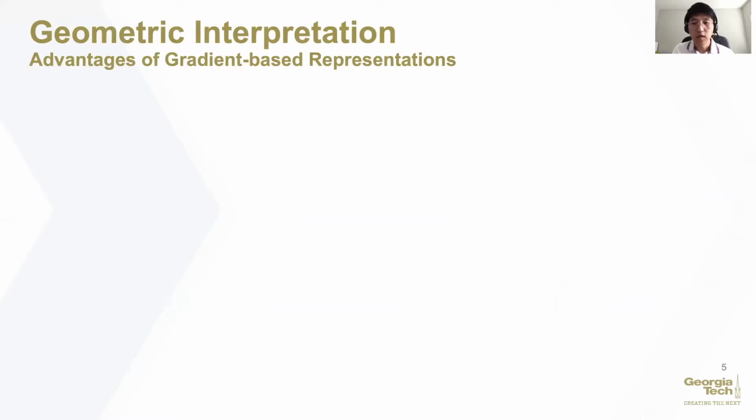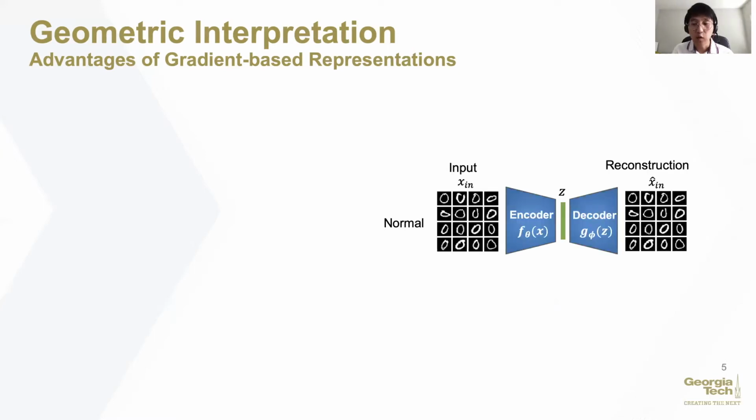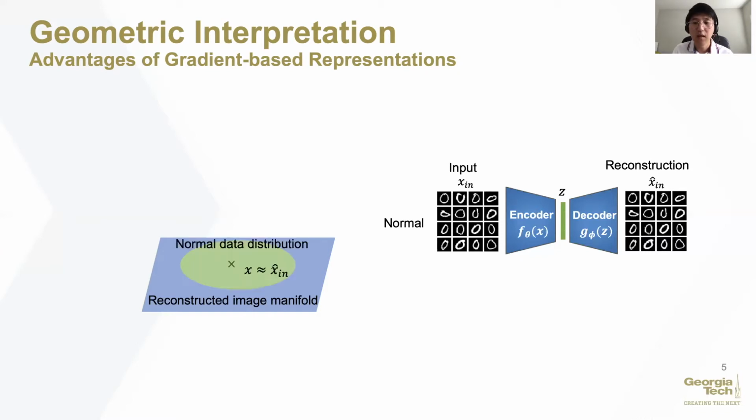To further elaborate what gradient-based representations characterize and why they can be more effective than activation-based representations, we provide a geometric interpretation of gradient-based representations. Assume that we have an autoencoder trained to accurately reconstruct normal images. The reconstructed images form a manifold, and for simplicity of explanation, we assume that the manifold is a 2D plane. Ideally, perfect reconstruction is achieved when the reconstructed image manifold includes the input image.